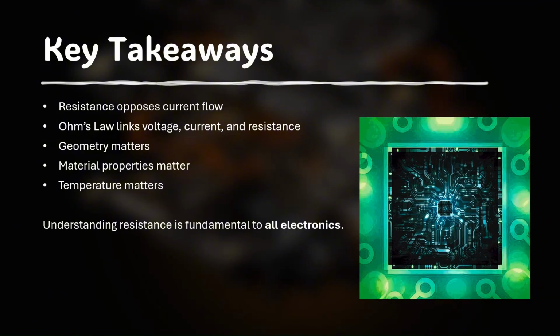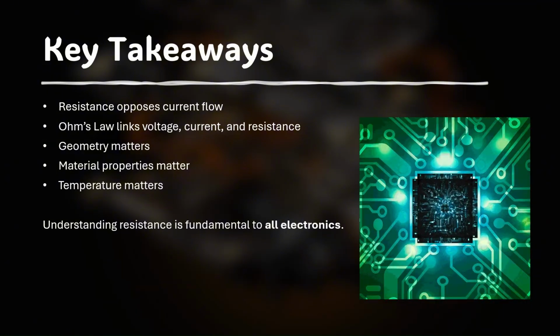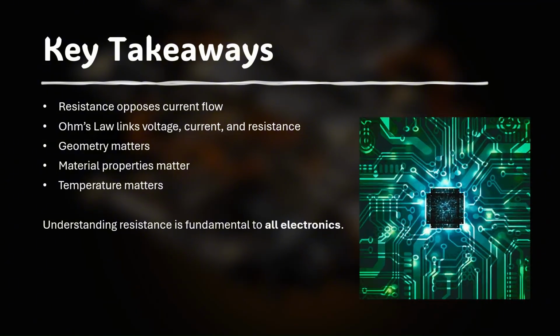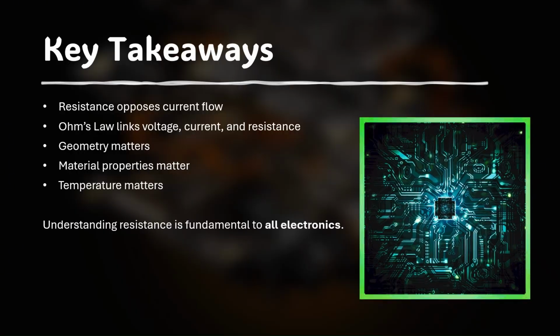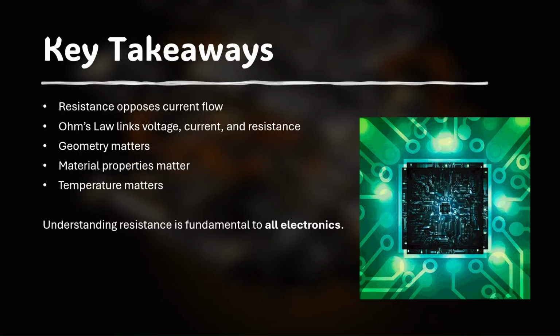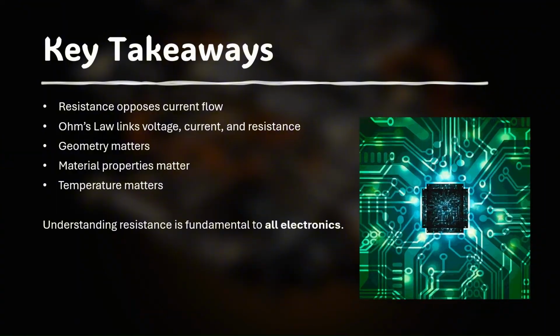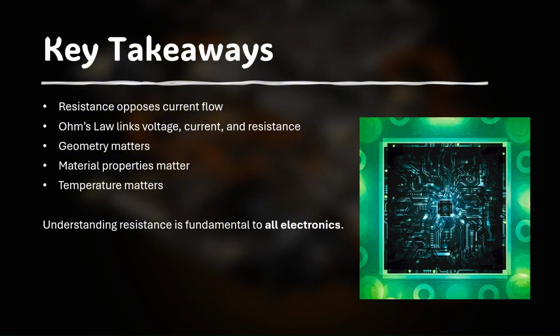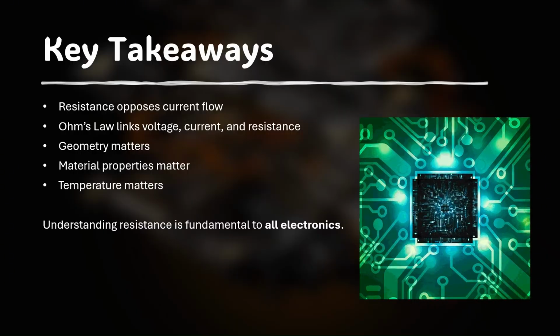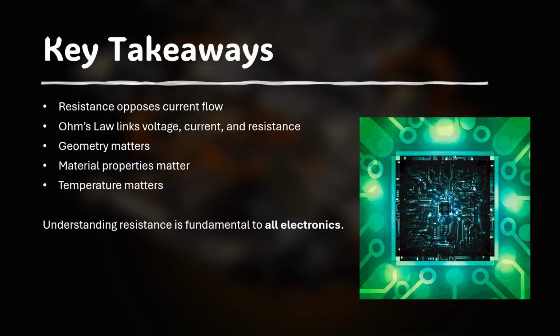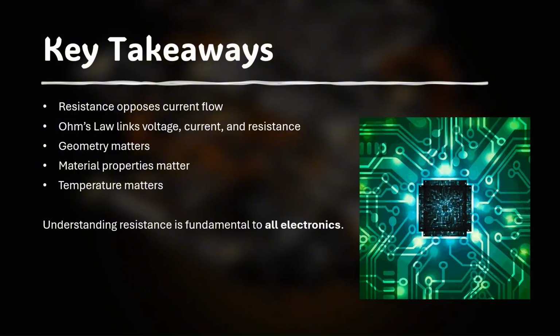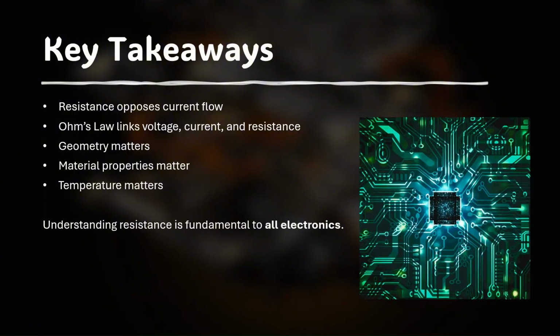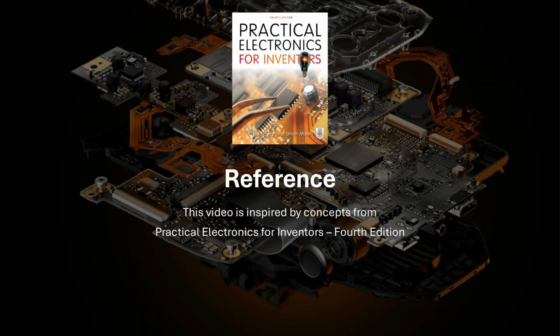Summary. Resistance arises from microscopic collisions inside materials. Ohm's law describes the relationship between voltage, current, and resistance for ohmic materials. Geometry, material properties, and temperature all influence resistance. Understanding these concepts is essential for analyzing and designing electronic circuits. That wraps up this episode on resistance, Ohm's law, and material properties.